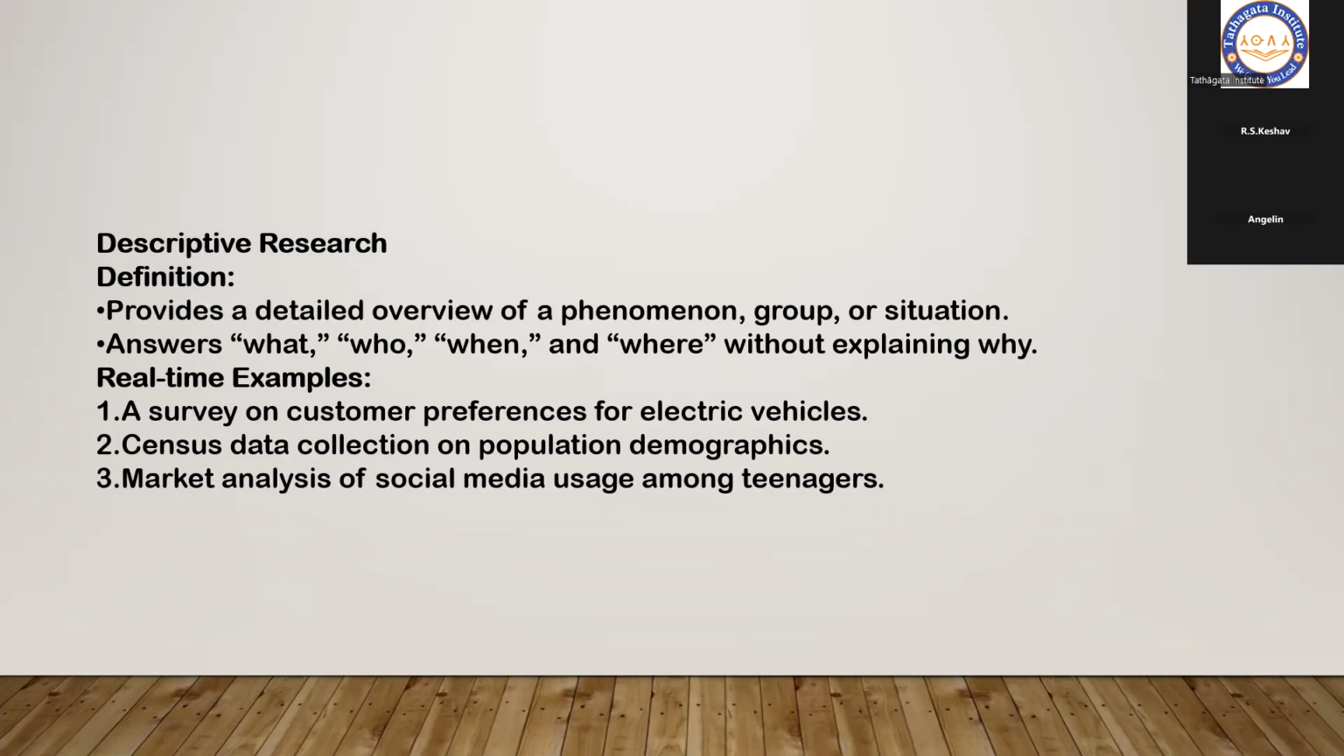Moving on to the third one, this is descriptive research. The definition is that it provides a detailed overview of a phenomenon, group or situation. When you do descriptive research, you generally answer the questions what, who, when, where without explaining why. There is no need of an explanation of why a particular thing has happened or is happening, but it will answer what, who, when, and where.